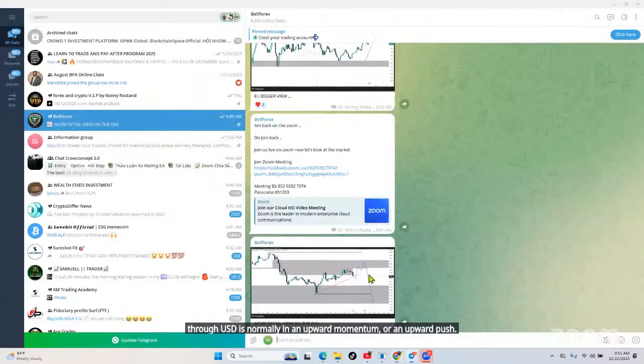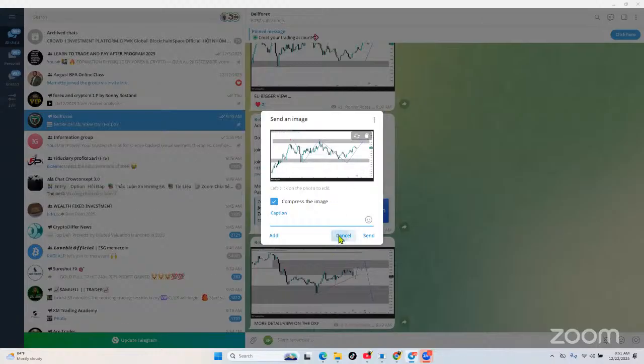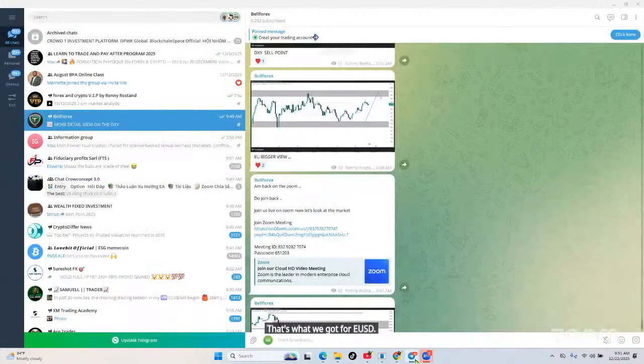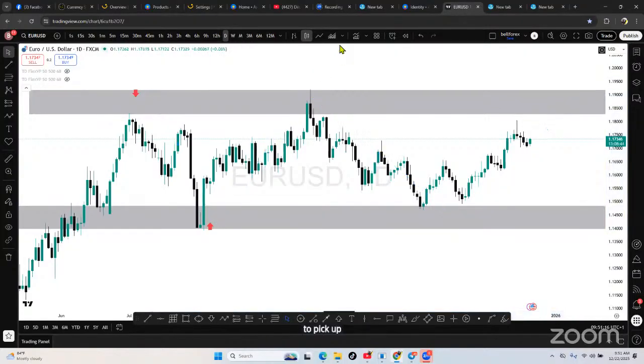So that's what we got for Euro USD. Now we can move further to pick up the specific wave of Euro USD. On peut regarder la vague spécifique.